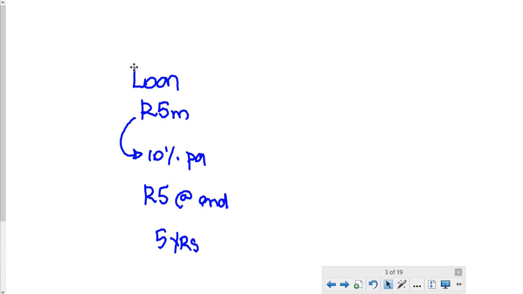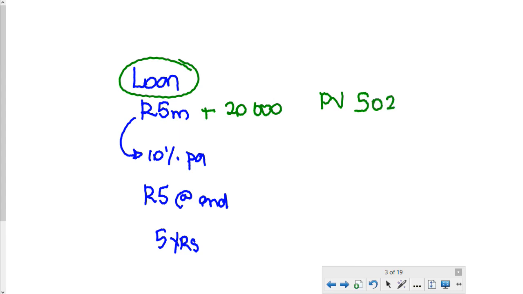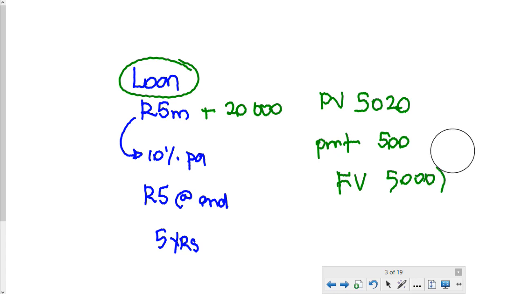Straightforward. However, because now we say, no, we're going to include transaction costs in that loan, we're going to put the transaction costs in there. Maybe it's 20,000. Now our present value is 5020. Our payments of interest are still only 500. Do you agree? Our future value is still 5 million. So we, sorry, those are cash-ins.